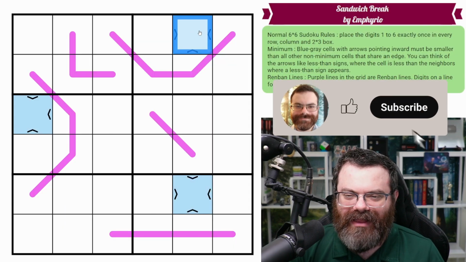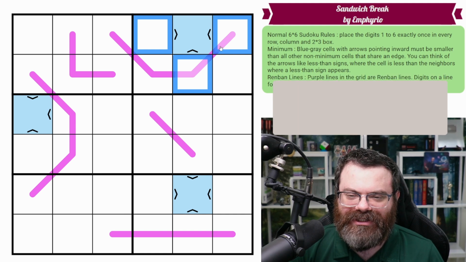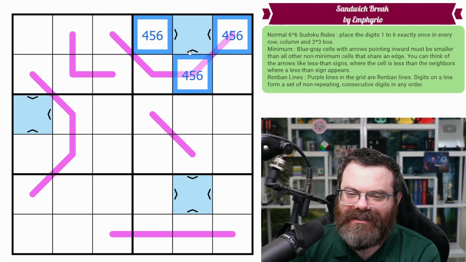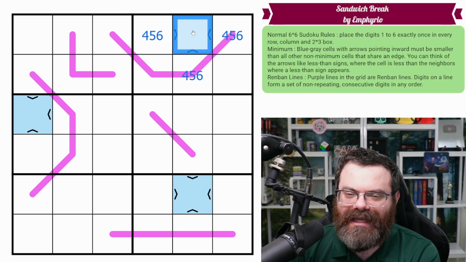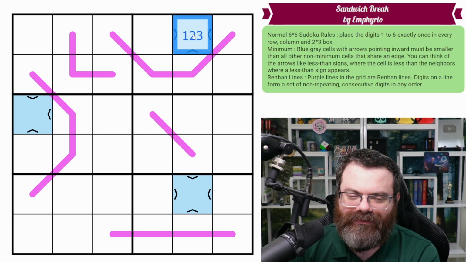All right, so this cell has to be smaller than all 3 around it, right? And all 3 around it also have to be different from each other because they share a box. So the biggest I could make these, if I want to make these as big as I possibly can, they'd be a 4, 5, 6 triple. In order to be less than the 4 that would inevitably be around it in that case, this has to be from 1, 2, 3.